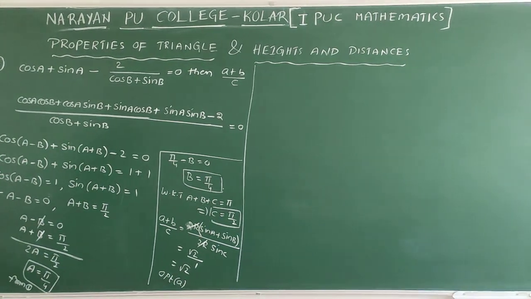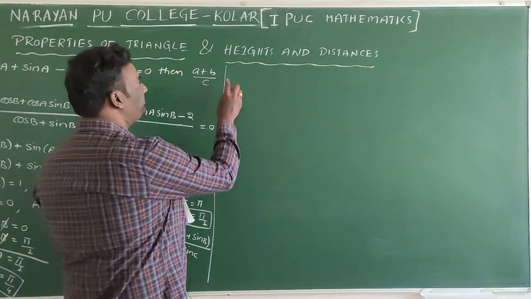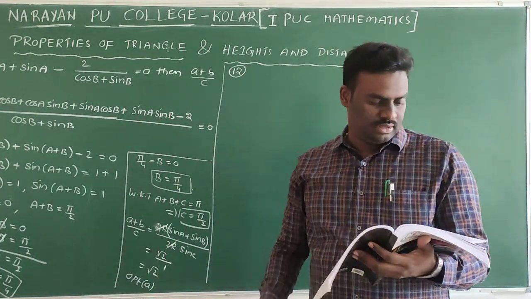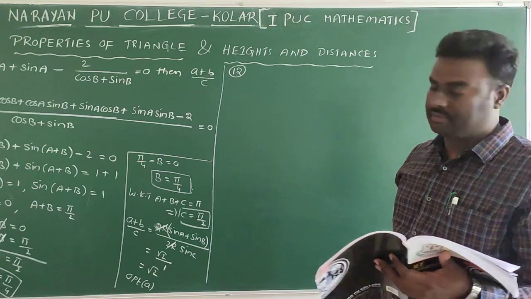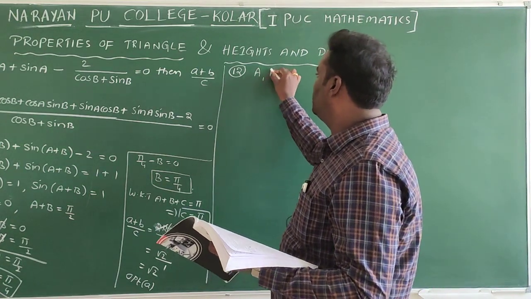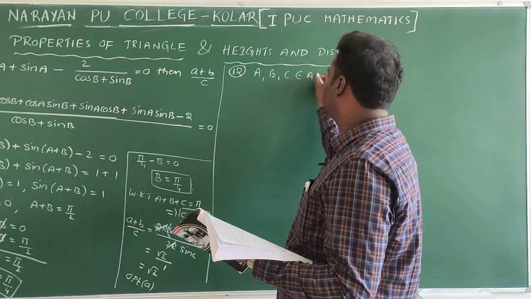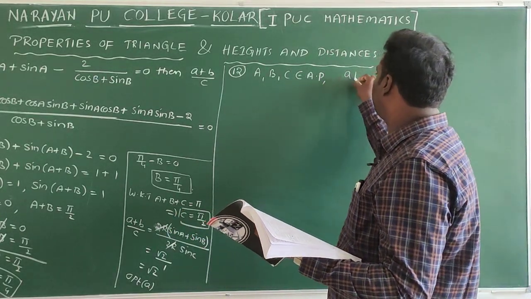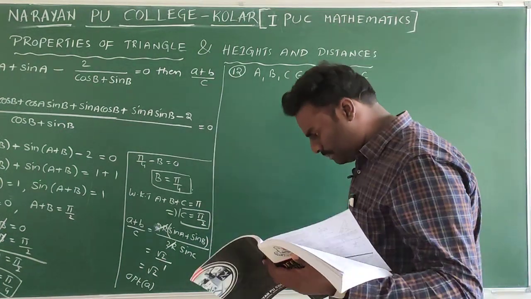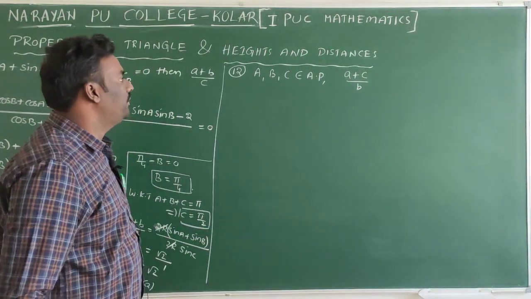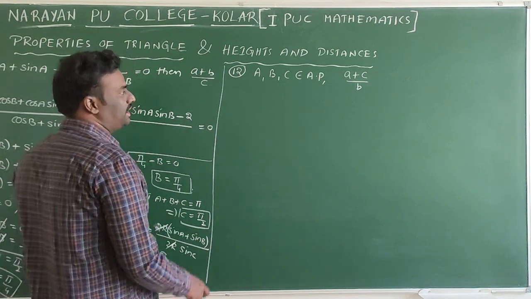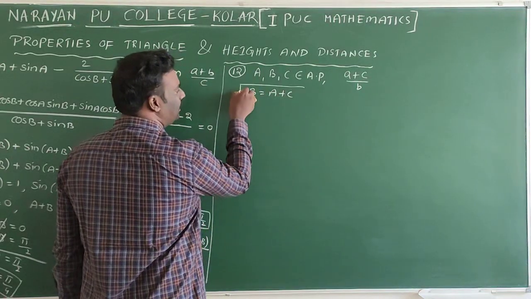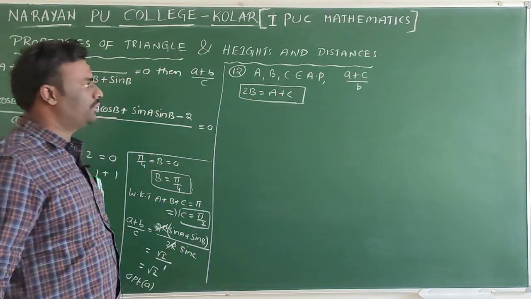Next, 12th question. In 12th question they given, if the angles A, B, C belong to arithmetic progression, then we need to find the value of A plus C by B. If three numbers are in arithmetic progression, then condition already we discussed, 2B is equal to A plus C. This is condition for arithmetic progression.